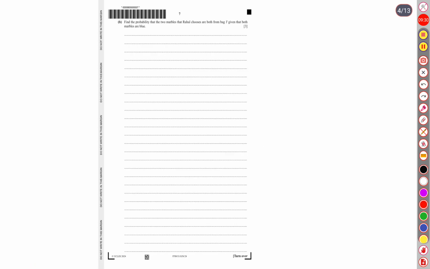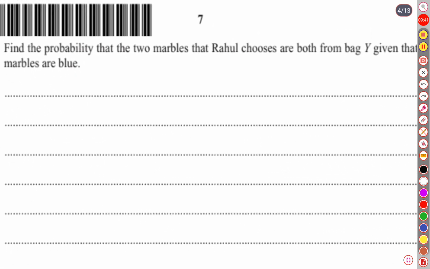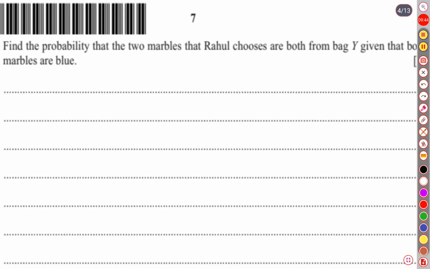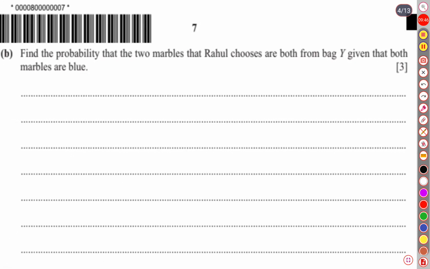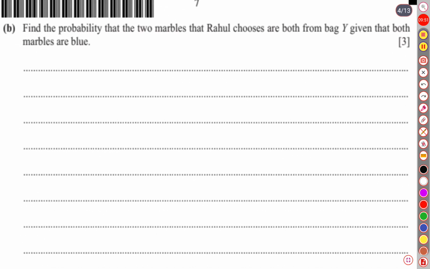Question number B says, find the probability that the two marbles that Rahul chooses are both from bag Y, given that both marbles are blue. So this is, look, the condition is first of all, Rahul chooses from bag Y, look, second bag, and both marbles are blue. So there are two cases, one after the other.